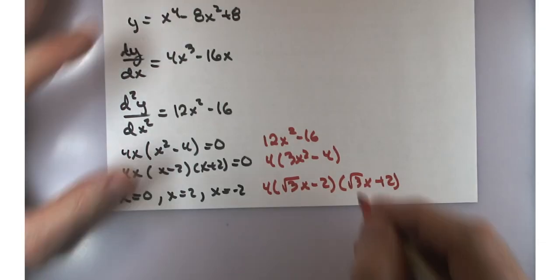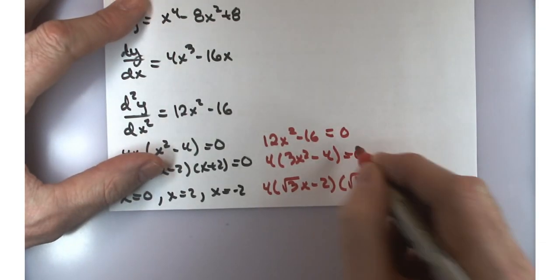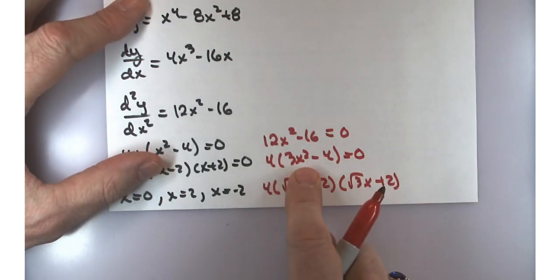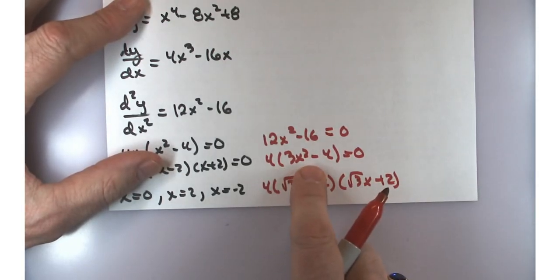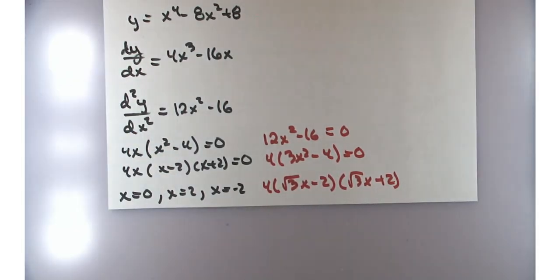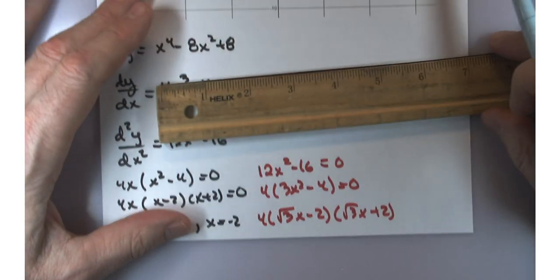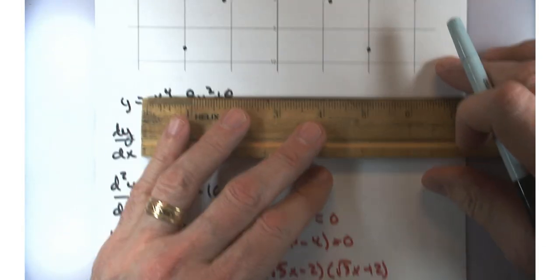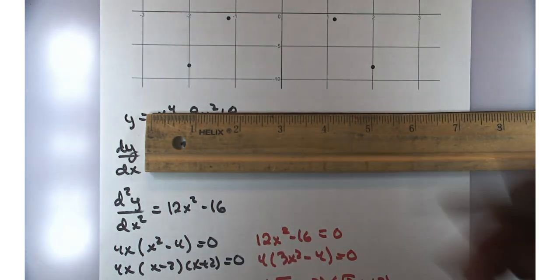You could get that by just setting this middle term equal to 0 here and using the square root property. You're going to get the same thing. But let's make ourselves a little bit of a table here to keep track of all this information and figure out where it's increasing and decreasing, that kind of thing.